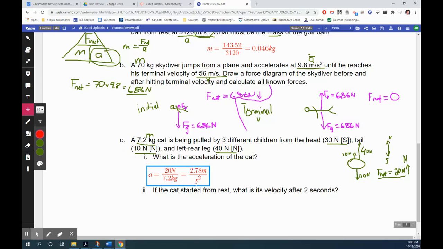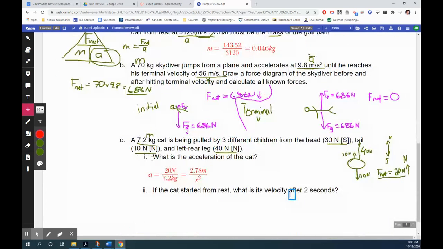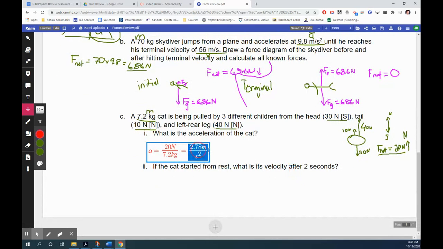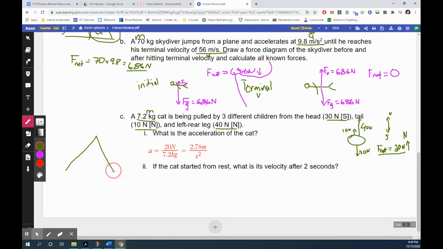And we could extend questions like these, which you will see in your worksheets: if the cat starts from rest, what's its velocity after 2 seconds? This is no longer an F net equals ma question. Well, you have an acceleration, so why don't you find velocity? If it starts from rest, what's the change after 2 seconds? So we need a different triangle for this. We have an acceleration and a time, and we want how fast it's going. This triangle is a equals the change in velocity over time.